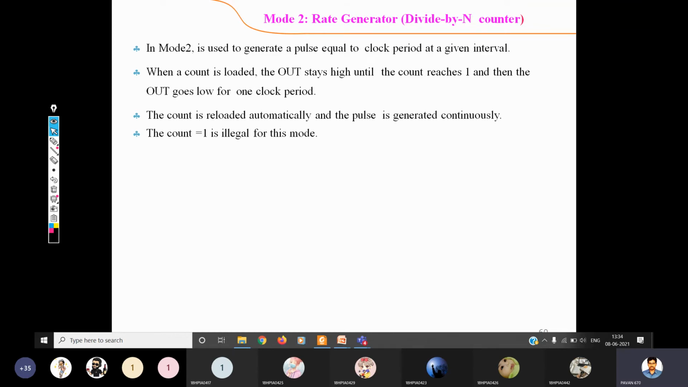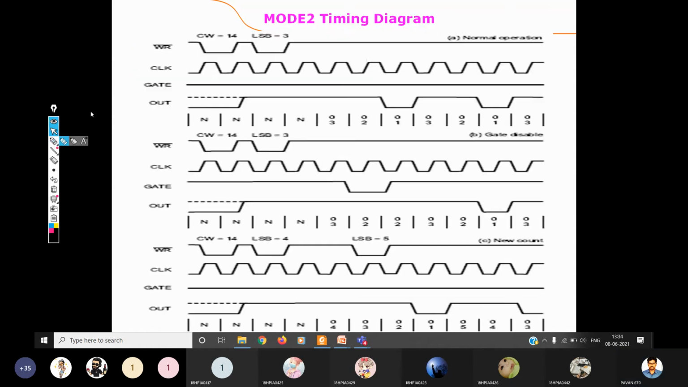So let's have a look at this timing diagram so that you can understand what is happening exactly. This is the timing diagram representation for mode 2. Like this, there are different types of timing diagrams. You definitely need to have another look at this. So let's take an example.